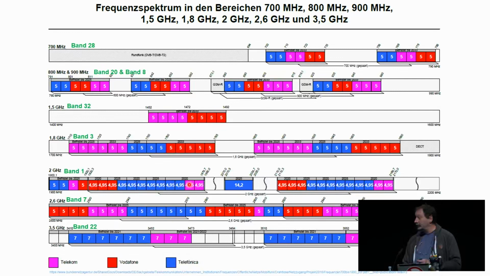We have 1.8 gigahertz, 2 gigahertz. 2 gigahertz is primarily used for UMTS, for the 3G, and we have 2.6 and 3.5 gigahertz. Everyone who is interested, look at the website of Bundesnetzagentur, the Federal Communication Agency.